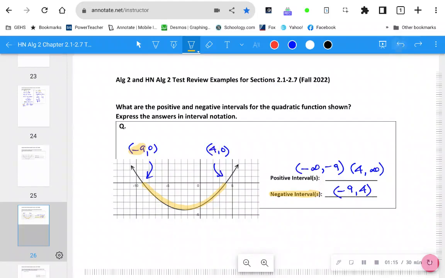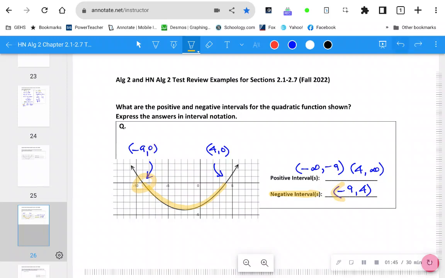Now let me describe why we use round parentheses on this instead of the square ones. This point over here will serve for me to illustrate this. The reason we have a round bracket here is because at that point, the y value, and I'll highlight it there, is actually not a negative number. It's 0, which is neutral. So you don't include the endpoints on this.